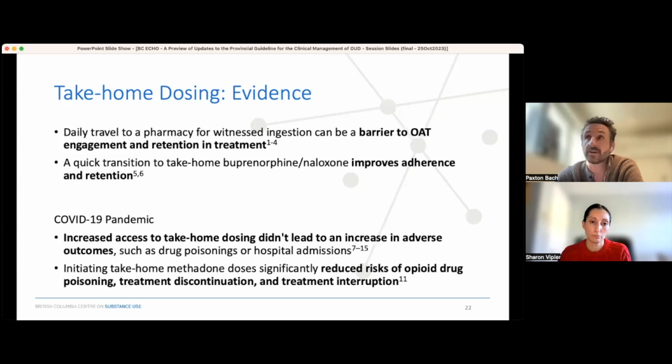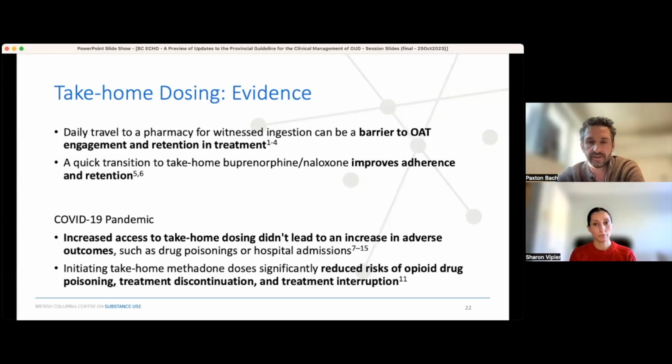One of the realities, I'm not going to call it a silver lining because that's far too generous, but one of the realities of the COVID-19 pandemic is that guidance around take-home doses changed quite abruptly and quite dramatically in Canada and the US in order to help promote self-isolation, and that has resulted in a considerable amount of research around more liberal take-home dose practices in both the Canadian and US context.